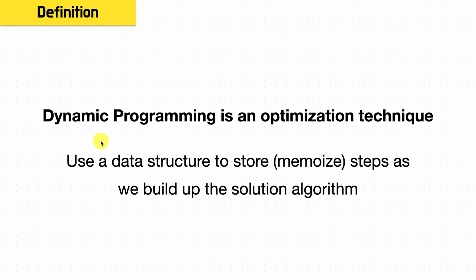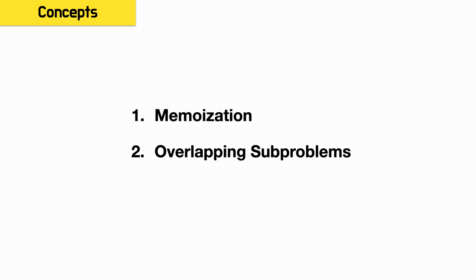Dynamic programming is just an optimization technique. And what you do is use a data structure to store or memoize the steps as we build up the solution algorithm. So we're just using a data structure to store expensive calculations and remove duplicate work. The foundation of dynamic programming is really two concepts we've already discussed, and that's memoization and overlapping subproblems. Memoization is where we store the result of expensive function calls, so we only perform the calculations once for any given input.